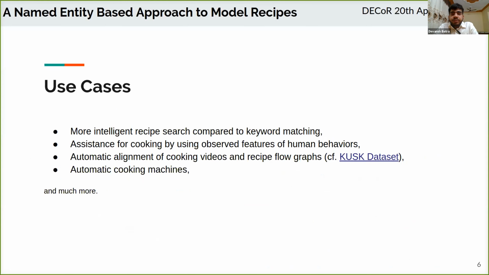So what are the use cases of these recipe models? There can be many, and some of them have been written on this slide. I've also shown some of the applications of our model in subsequent slides, but largely there would be more intelligent recipe search, which was explained in the previous slide, assistance for cooking by using observed features of human behaviors, automatic alignment of cooking videos and recipe flow graphs, and automatic cooking machines.